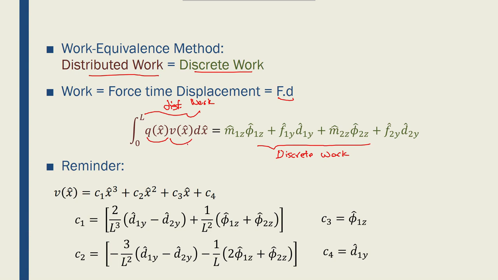So let's remind ourselves of what this v, the displacement function, was. We assumed a third order polynomial, c1x cubed plus c2x squared plus c3x plus c4 for the v, and that's what we will put in here. And q is the property of the distributed force which is applied to the beam. And we also know the c1, c2, and c3 from previous slides or lectures, which if we put there, we can find this integral.